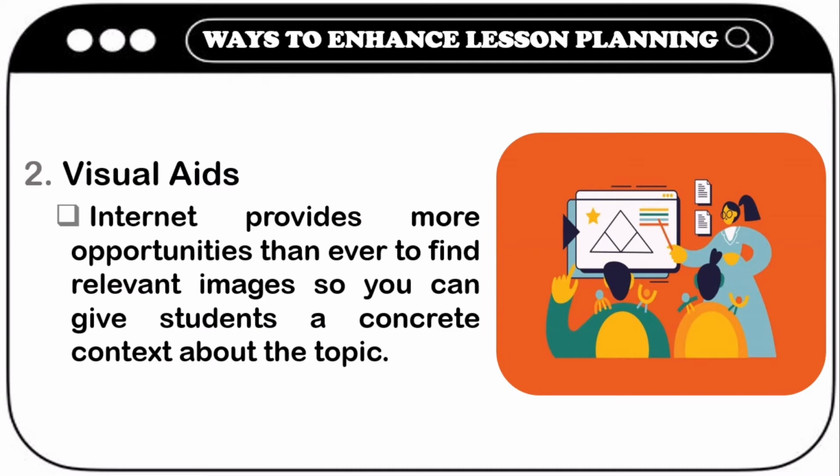And the second is visual aids. The internet provides more opportunities than ever to find relevant images, so you can give students a concrete context about the topic. Technology improves teaching and the learning process. We cannot deny the fact that there are learners who could understand the idea of the topic by seeing a related picture, for they can understand more what the teacher is talking about when there is an image they are looking at, because it is factual.